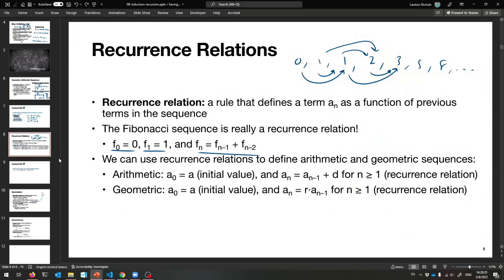In fact, recurrence relations are strictly more powerful than those. You can define arithmetic and geometric sequences as recurrence relations. You just have to give initial values, like a0 is something, and then every future element is that previous element plus the difference for an arithmetic sequence, and that previous element times some ratio for a geometric sequence. So recurrence relations are more powerful ways than arithmetic and geometric sequences. They are new ways to define fancier sequences.